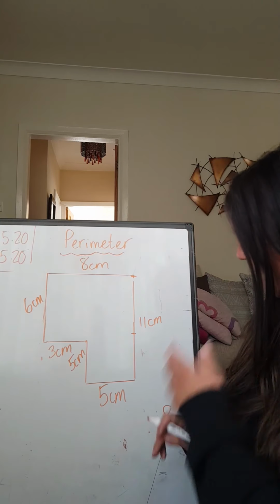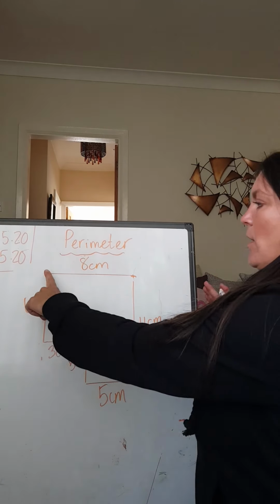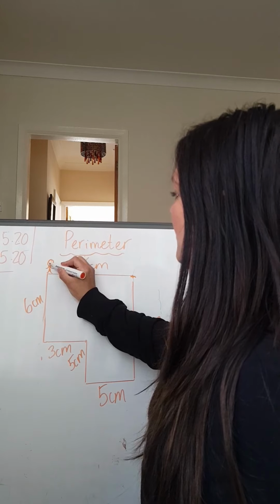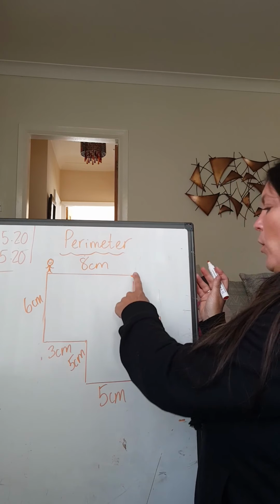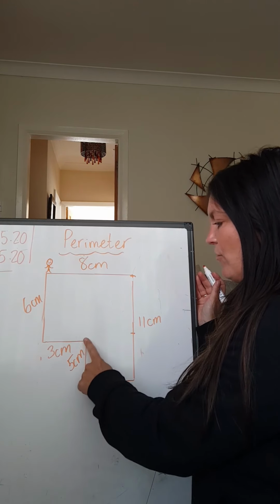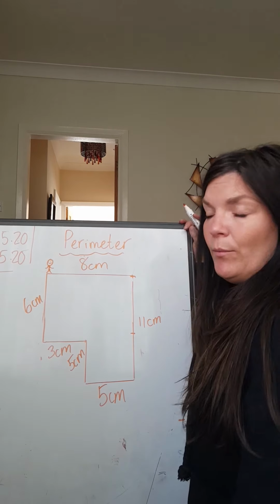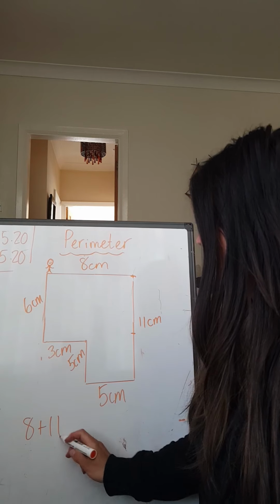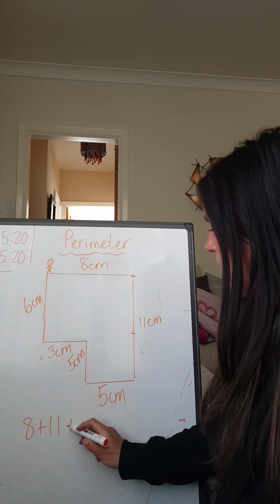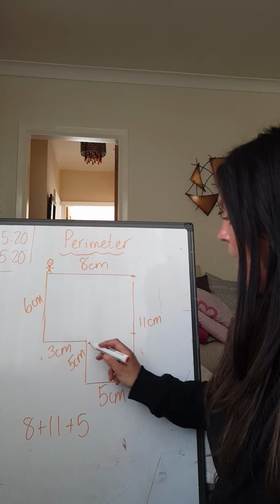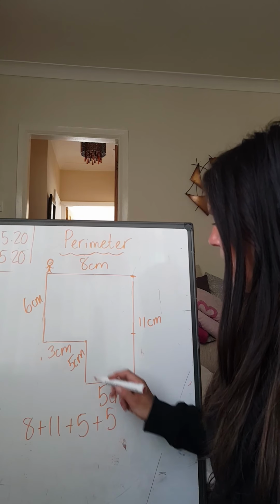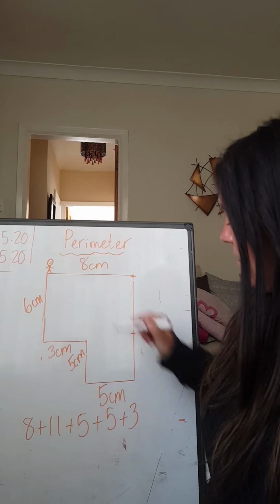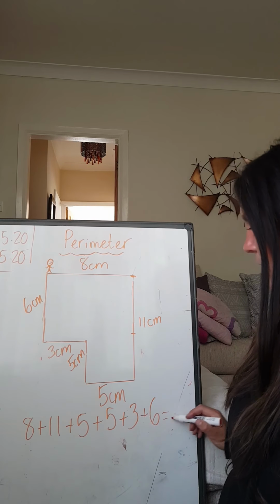That's the whole thing. Now the last job I've got to do is work out how many centimetres my little character would have to walk if he went all the way around the perimeter of this irregular shape, if he went all the way around the outside. So it would be 8, add 11, add 5, add 5, add 3, add 6 to get back to the start. So let's add that up.